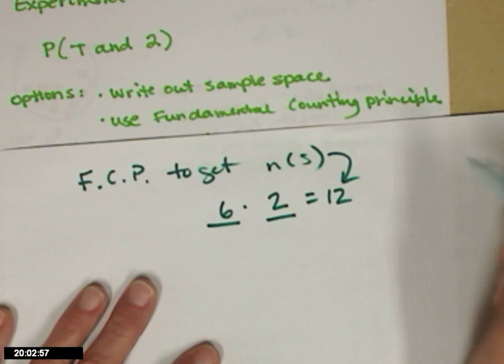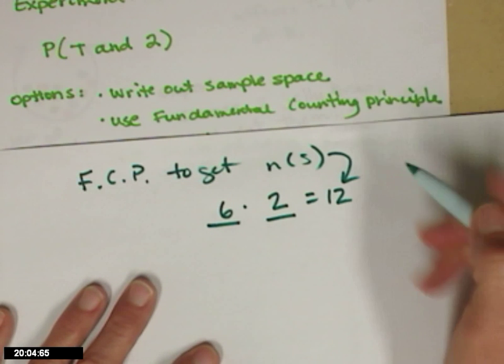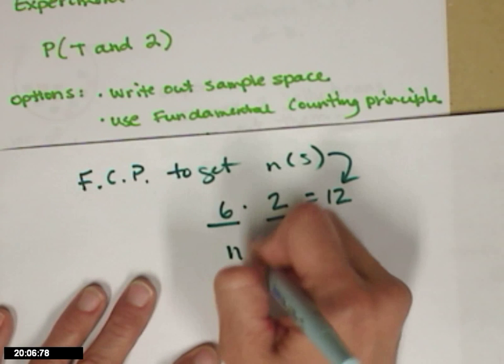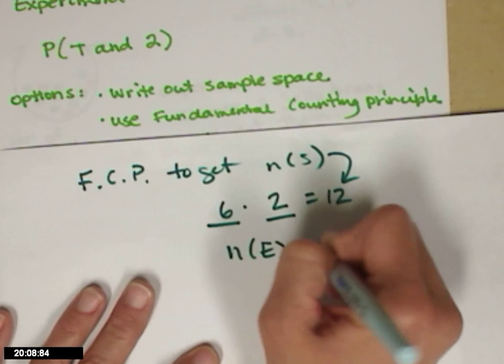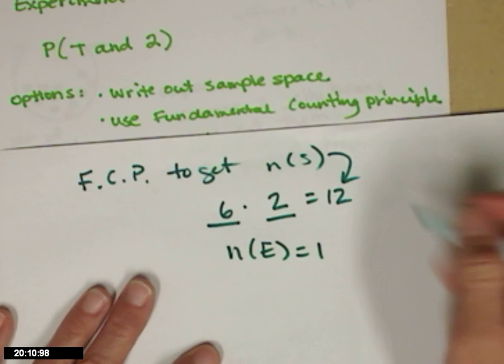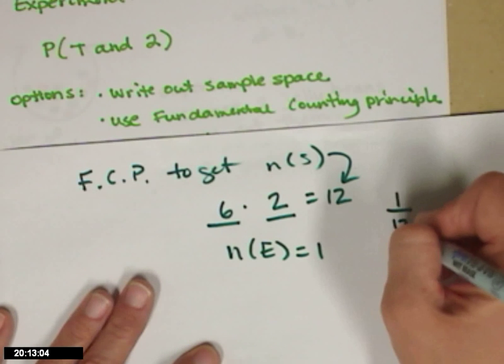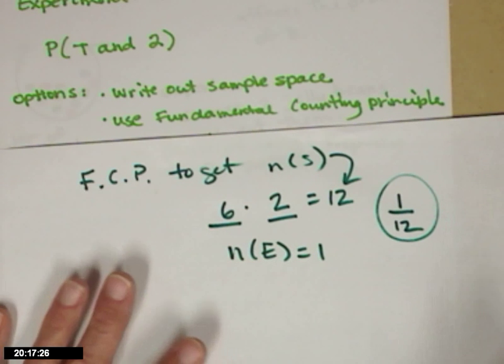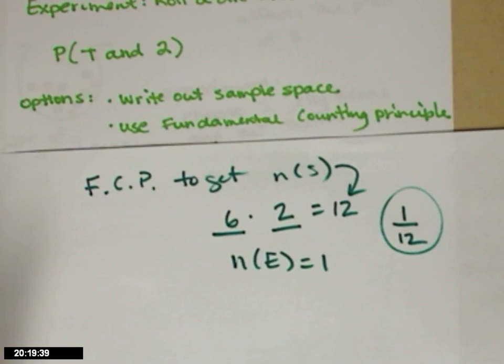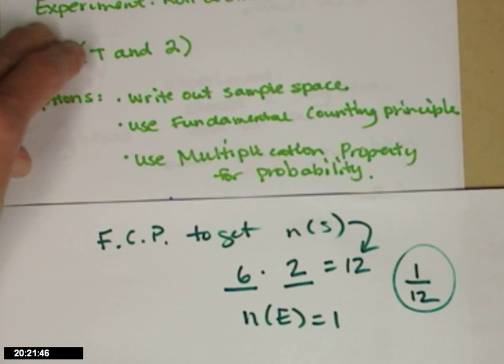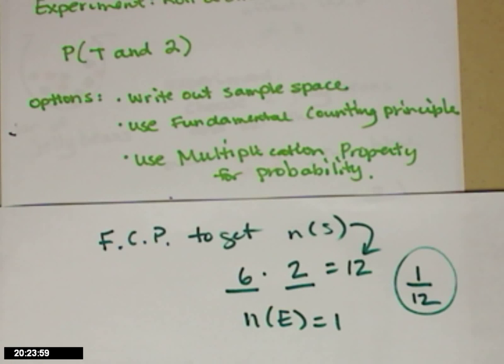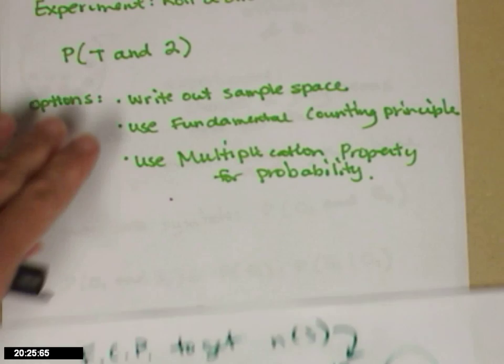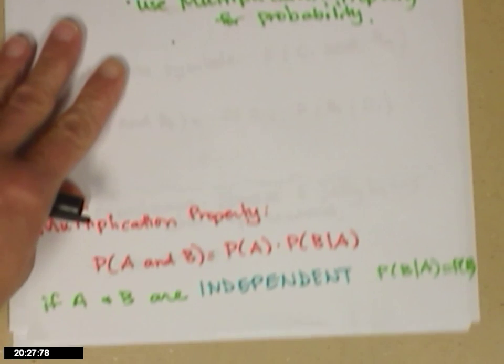Okay. And then I guess we'd need another way to come up with the 1 for the numerator. So n of E, maybe we'd just have to convince ourselves that that was 1. And then again, make that ratio. I'm doing the same problem 3 different times, so you guys can see that you have choices. Okay. So option 3, use the multiplication property for probability. So let's see what that one looks like.